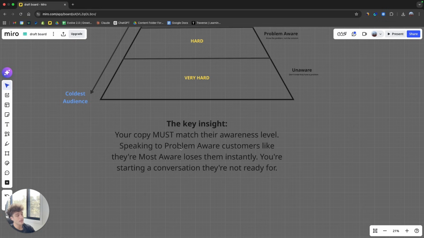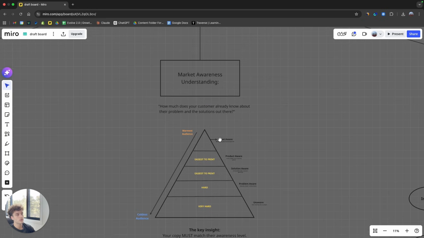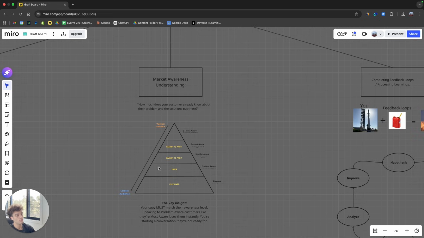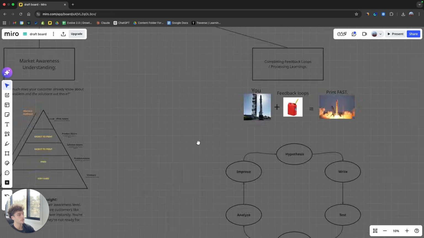So again, why I recommend you guys do a lot of research into these two, the market awareness and market sophistication, is because your copy on your ad must match their awareness level. If you're speaking to problem-aware customers as if they're most aware, it's going to lose them instantly. And it's crazy how many of you guys are doing this without even realizing it. So if you don't understand these two concepts, go do research into it right now and do hours and hours and hours, because this was the biggest transformation that we had in our marketing that took us from 0 to 50K days in less than 2 weeks.